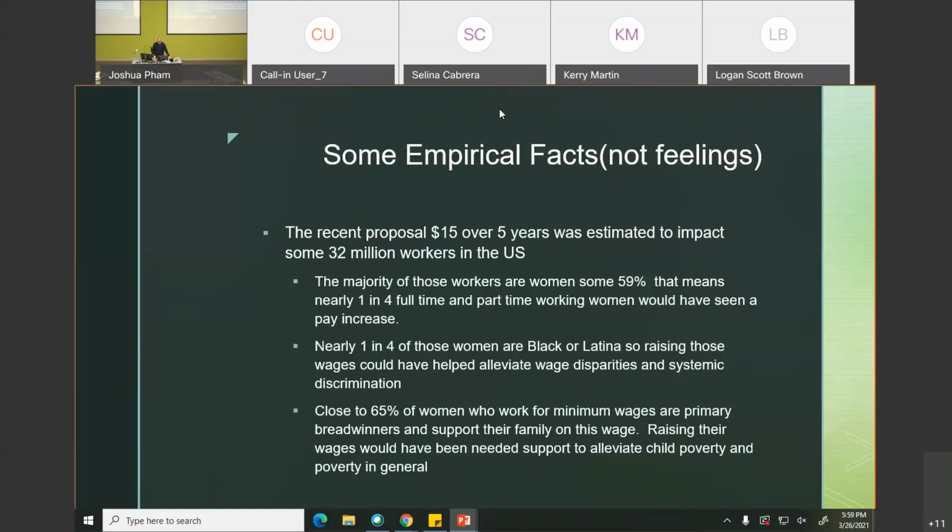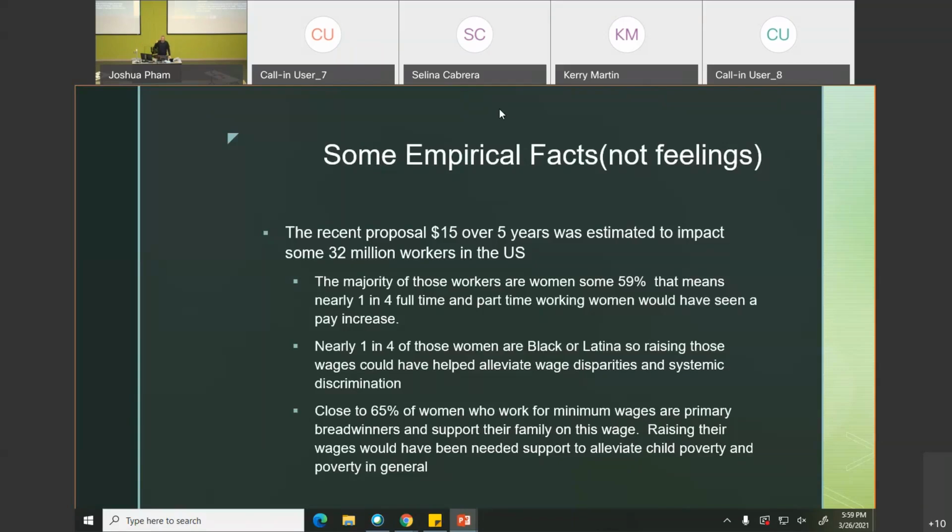But some proposed effects in terms of the benefits. We've talked a lot about the cost. Let's talk a little bit about the benefits. The recent proposal, $15 over 5 years, was proposed to impact 32 million, even with employment effects. Some people are going to lose their job. It's still 32 million, not 32 people, excuse me. 32 million people would have been impacted. Their wages would have gone up.